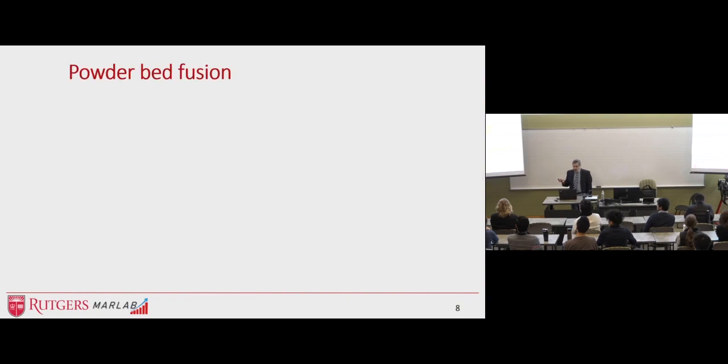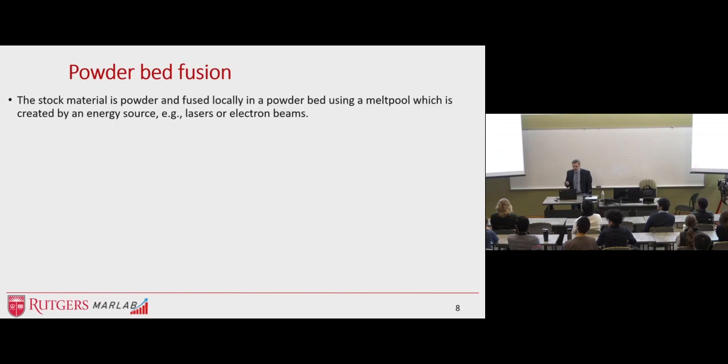So let's talk about some of the metal additive manufacturing technologies. The first one is powder bed fusion. In the case of powder bed fusion, the feedstock is powder metal and it uses an energy source to create a melt pool. And this energy source could be lasers or electron beams. So we have an energy source, right? And then the feedstock is powder.